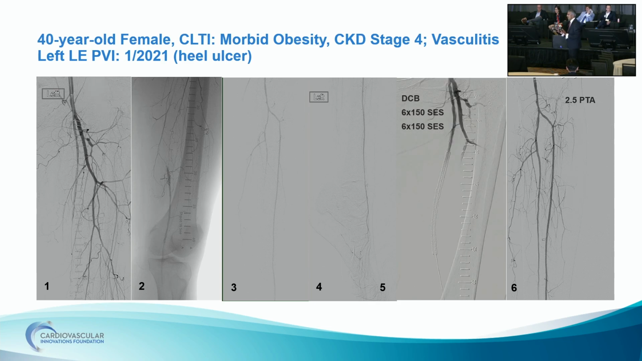I won't give you the entire story, but this is a 40-year-old, very young lady who presented with critical limb-threatening ischemia. She has various comorbid conditions, including vasculitis, which is medium vessel vasculitis. Initially, she underwent a left lower extremity endovascular intervention in 2021 for a heel ulcer. I moved fast through this. This is an occlusion, as you can see. It was treated initially with DCB, and then 2 overlapping self-expanding stents were placed with good result and very good 2-vessel runoff, at least.